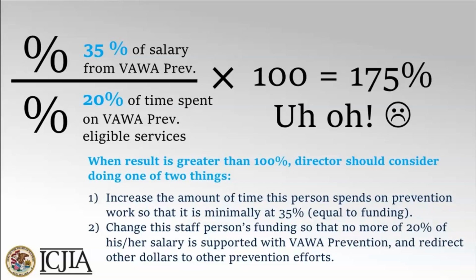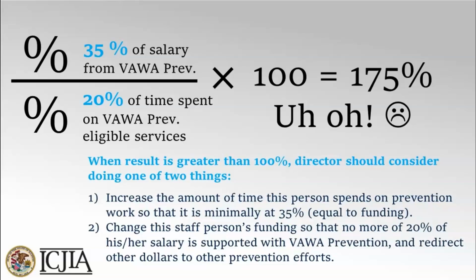If I'm having this VOCA prevention grant pay for over a third, or 35%, of my staff's salary, but they're only spending 20% of their time doing prevention work, I might want to think about telling that staff person they need to increase the amount of time they spend on prevention activities, and that minimally needs to be at 35%.